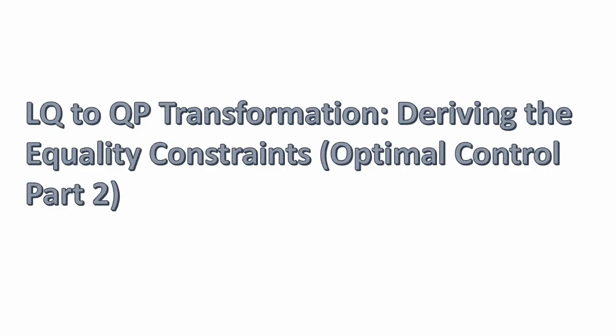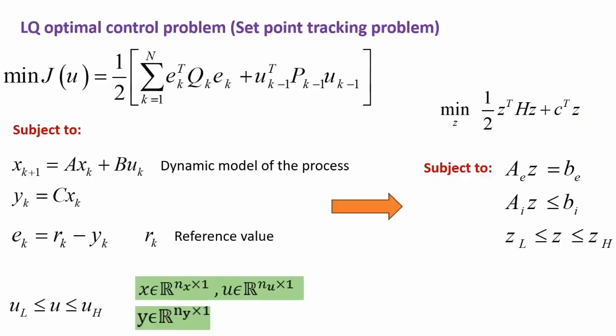Hello and welcome again. This is the second part of the video where we are trying to efficiently formulate the LQ optimal control problem to a standard QP problem. The LQ optimal control problem has this structure, and the standard QP problem has this structure. Now, in part 1 of this video, we could efficiently convert the LQ optimal control problem's objective function into the objective function of the standard QP problem.